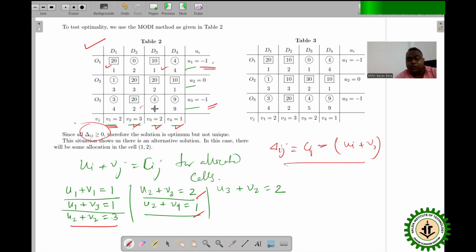So the challenge is how we will find the loop and how we will find the solution. You can see here that in this particular problem, cell 1, 2, cell 1, 3, cell 2, 2, and cell 2, 3 will form a loop. You can see from here.